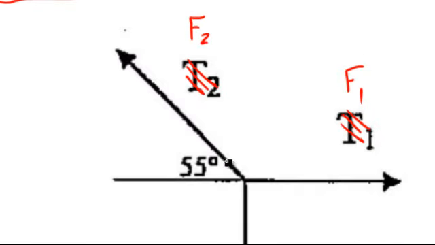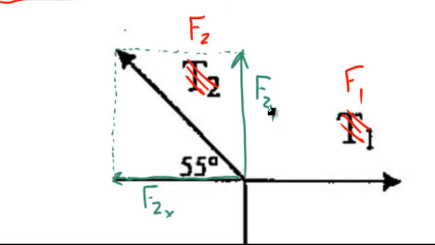And we don't know what those numbers are going to be, but we do know that whatever they are, F2 has an x component that's to the left and a y component that's upward. Let's sketch those in. You'll notice that I've made a rectangle out of F2, and I've made the vector F2 the diagonal of that rectangle, and the x component of F2 lies along one leg of that rectangle, and the y component of F2 lies along another leg.